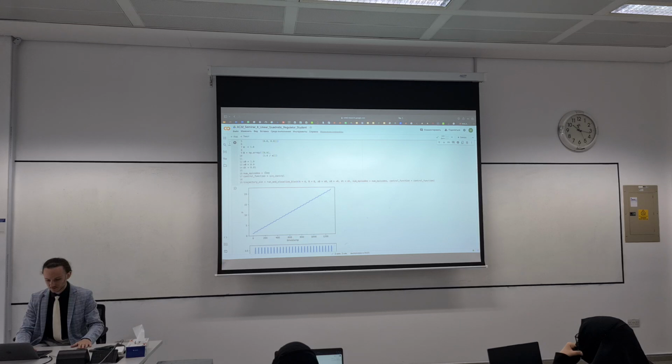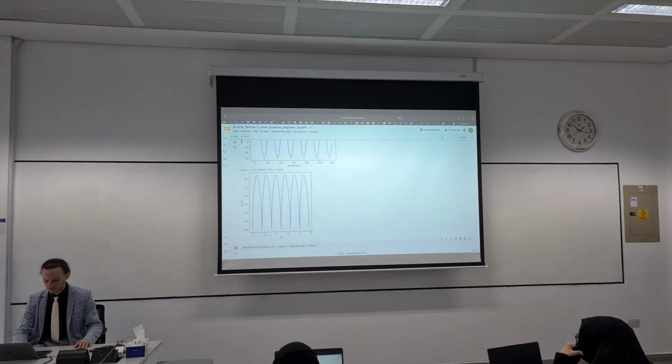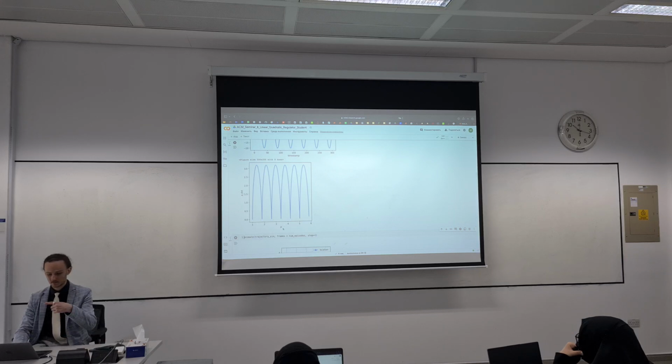So let's simulate it for 300 episodes. Run it again. And here are some plots. Let's take a look. This is the plot of the position over time, the plot of the velocity over time, the control signal over time, and this is the trajectory of the system on the plane with the position and velocity as axes.